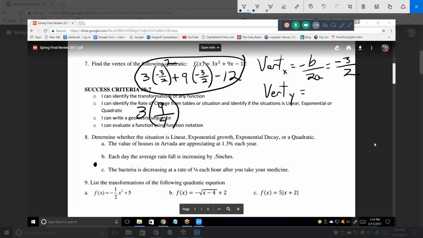Now, let's do the rest of it. How do I simplify this part here? What's 9 times minus 3/2? Okay, get a calculator. 9 times minus 3/2.